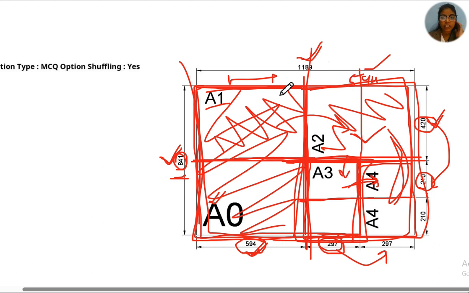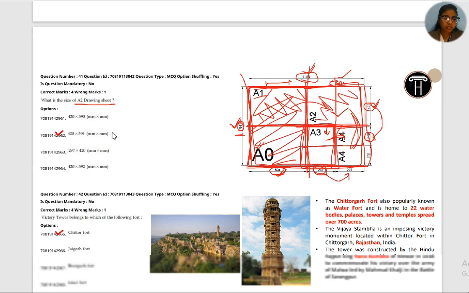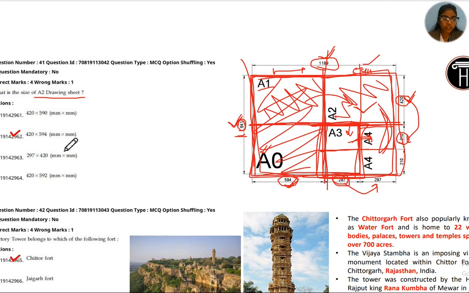So what's happening in the case of dimension? One dimension is constant, and the second one is getting halved. So in this manner, you can find out the size of every sheet by remembering just the size of the A0 sheet. Fine. So the correct answer for the size of the A2 drawing sheet is this one. The correct answer is 420 cross 594. Like 297 plus 297, we will get 594. So option B is the correct answer.